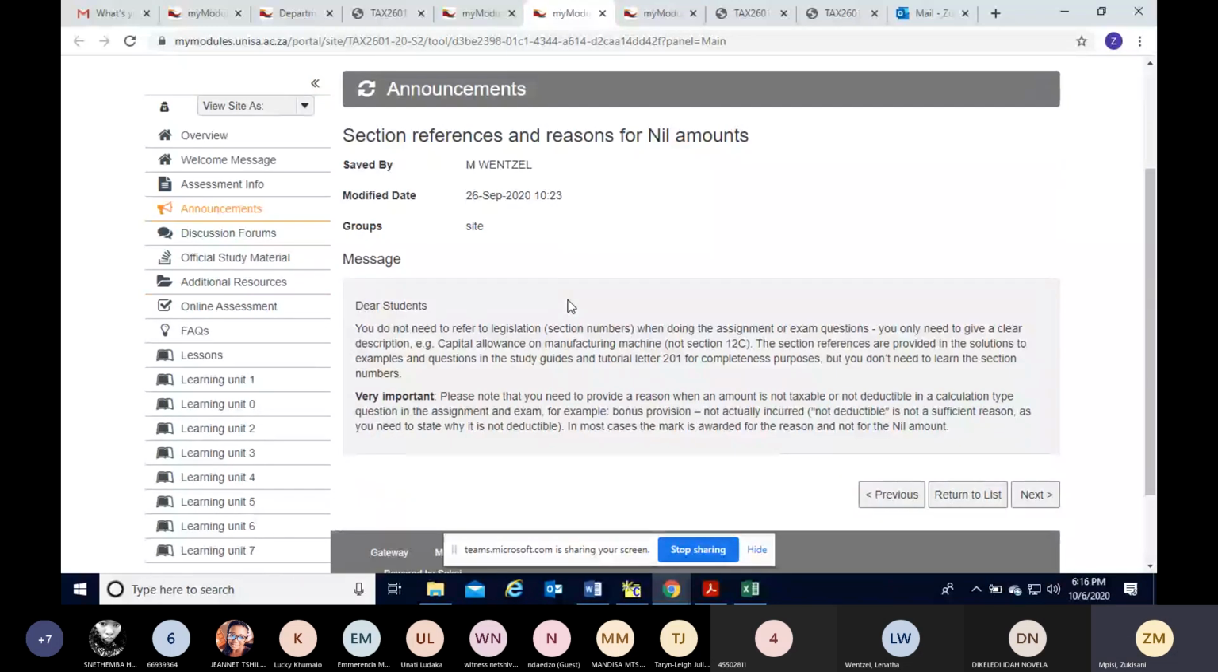People normally ask a lot because the solutions that are provided on the tutorials normally give you the section number and all that. So it is very important for you to note that you need to provide the reason when the amount is not taxable or not deductible. Say an amount is not to be included in gross income because it's capital in nature. That's what you need to provide, not necessarily any particular reference to the Income Tax Act. There is an example of a bonus provision provided.